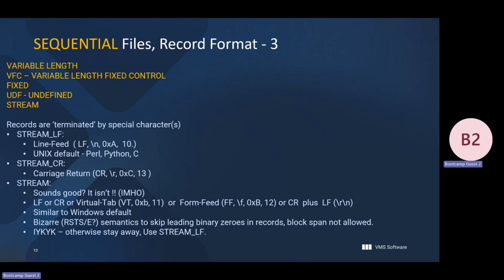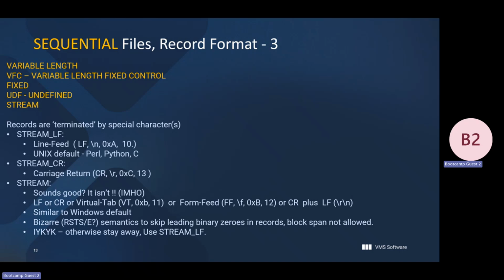Because the terminator is line feed, carriage return, vertical tab, or form feed. So where with your stream LF you had to be conscious not to have a line feed in there and accidentally terminate your records in binary-ish data, the stream becomes unmanageable in that sense. It's similar to the Windows default because it will also terminate on carriage return plus line feed. So those will transparently work.